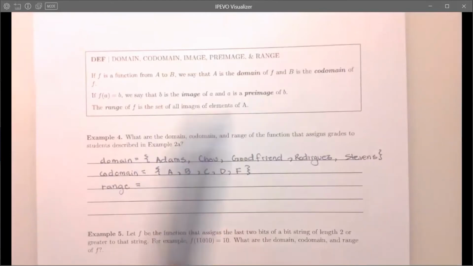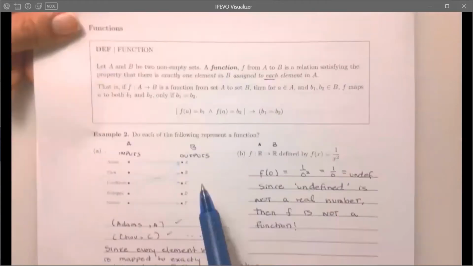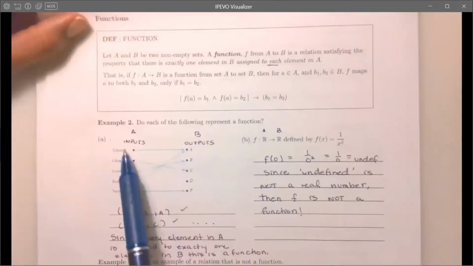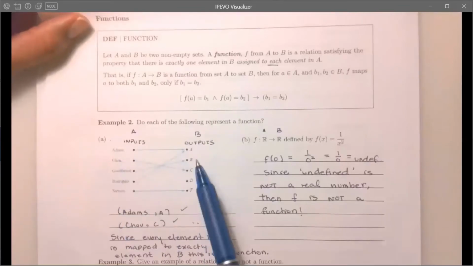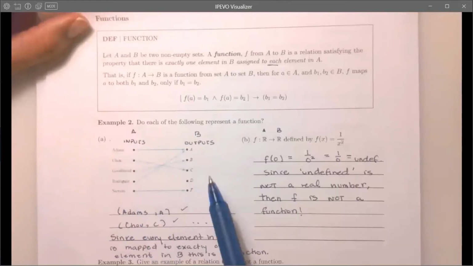So that means that it's the set of all elements that actually get mapped to from an element in A. So if you take a look at the outputs, all of the letter grades except for D have a corresponding input. So that means that the range only includes A, B, C, and F.